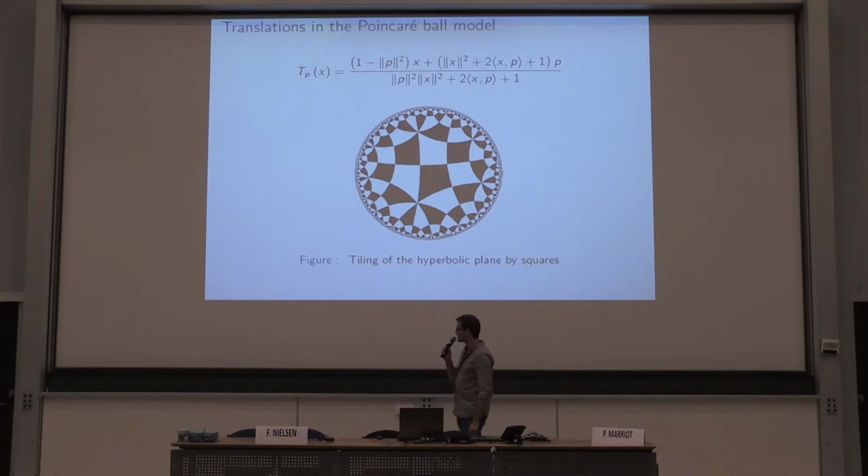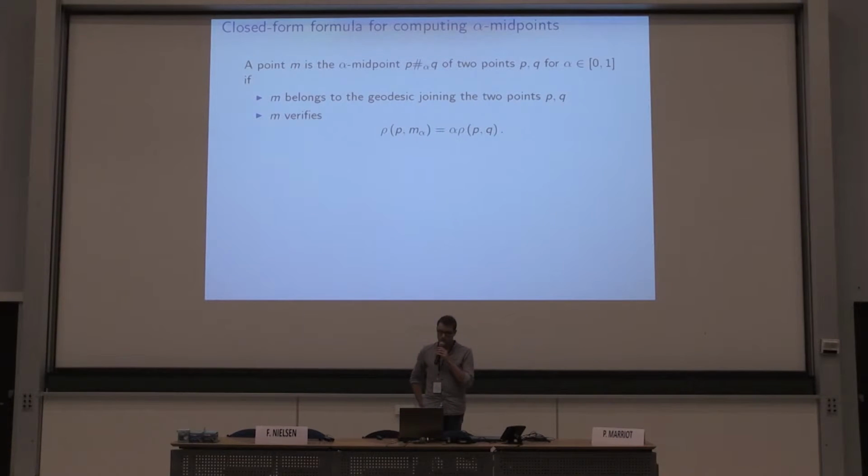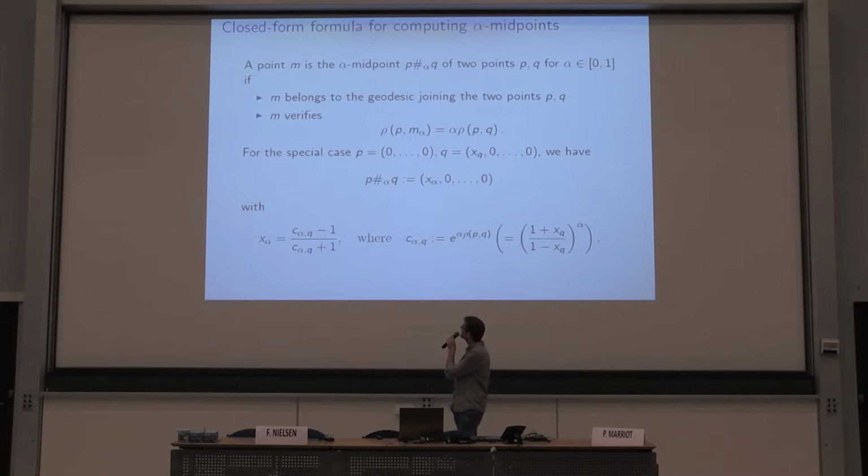We can consider transformations of this plane or ball, and we just consider translations which are given by the formula in either dimension. With this, we can devise an alpha midpoint calculation for every 2 points P and Q. The alpha midpoint is the generalization of the barycenter. So M has to belong to the geodesic which joins the points P and Q and must verify a relation with the distances. In the special case where P is equal to the origin and Q belongs to the x-axis, the alpha midpoint lies on the x-axis too, and we can compute its coordinates directly by the following equations.